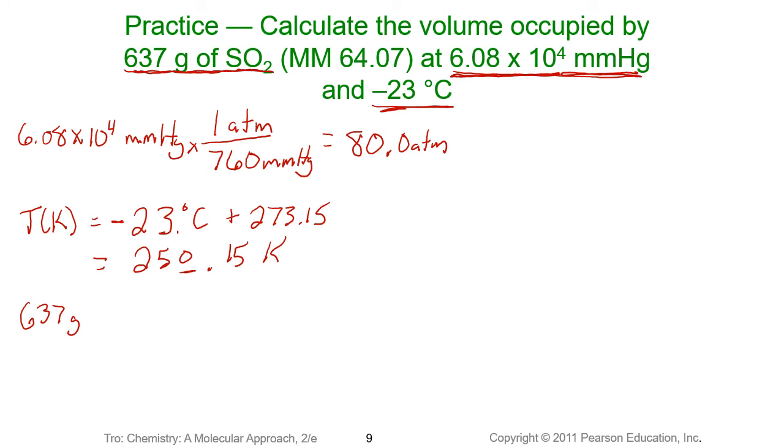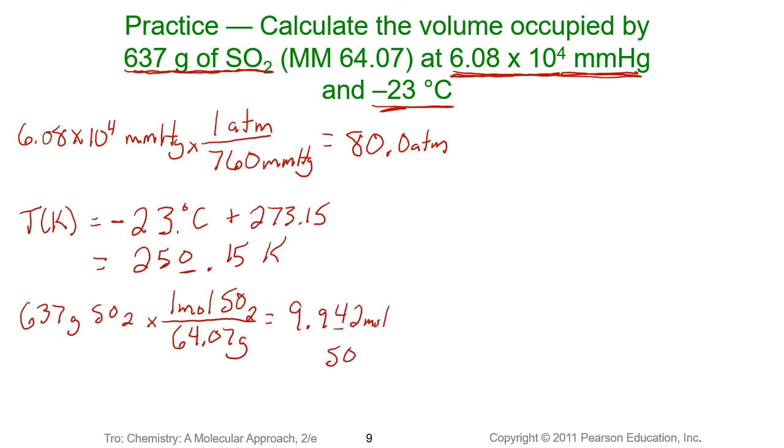We have one more piece of information, and that is the 637 grams of sulfur dioxide. Because we know it's sulfur dioxide, we can use the molar mass to convert to moles. So if we add up the sulfur plus 2 oxygen, it's 64.07 grams for 1 mole of sulfur dioxide. This gives us 9.942 moles SO2.